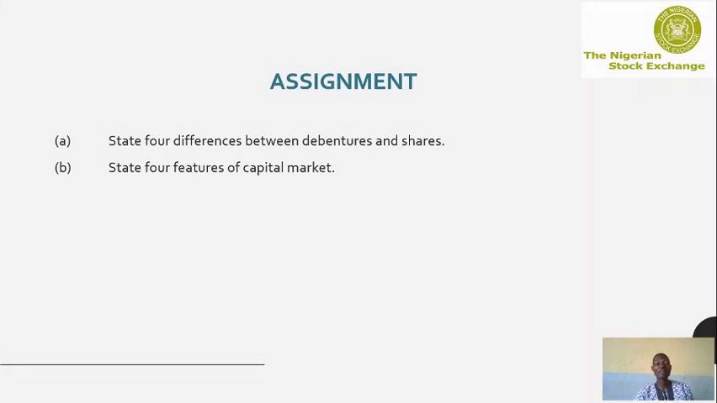Now I have just 2 assignments for us, home fun, so you can play around with them. The first one is, state 4 differences between debentures and shares. The second one is, state 4 features of capital market. So just play with the assignment. It's part of our home fun.